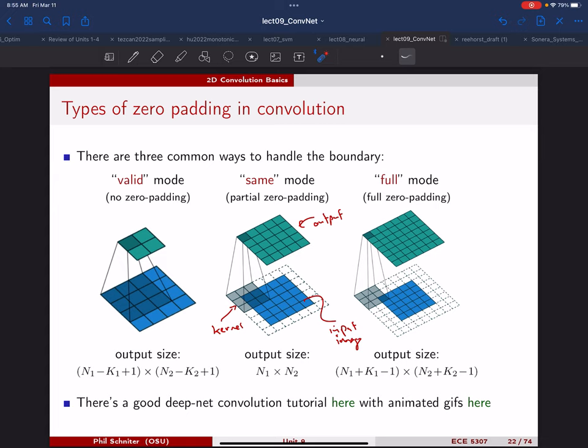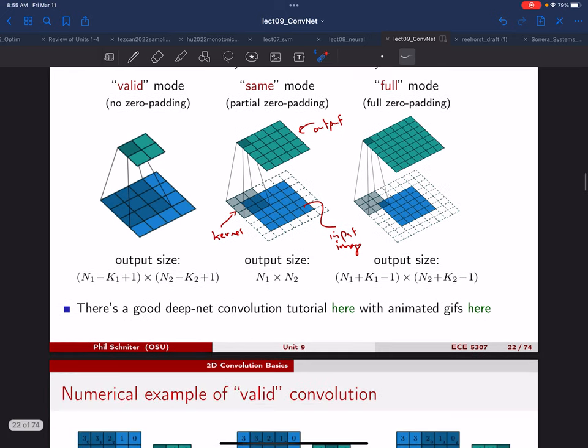So probably the most common thing that's done in deep learning is what's called the same mode, where you add just enough zero padding around your input image so that the output has the same size as the input. And this way, as you propagate through the network, you don't have to worry so much about things shrinking or expanding. It just stays the same size unless you change it with, we'll talk about pooling layers later, where we explicitly want it to be half as big. But we do have to make a choice between these different modes of convolution of how we're going to handle the boundary conditions. So this is just one of the parameters that you have to tell PyTorch about when you specify the convolutional layer.